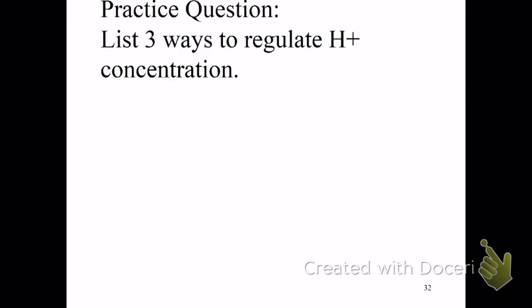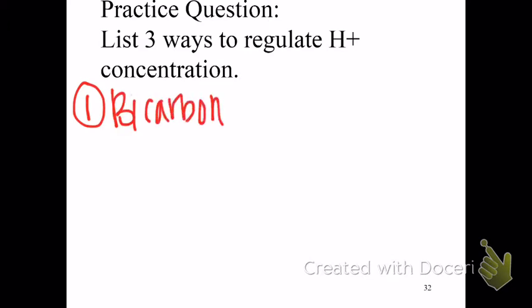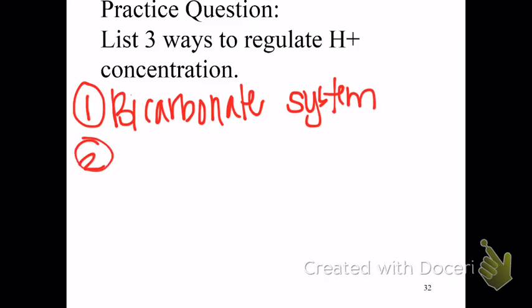Okay, right here. List 3 ways to regulate hydrogen concentration. Well, one way we just talked about for a long time was the bicarbonate system, right? And so the first one is bicarbonate system. And all you have to know about the bicarbonate system for this question, now you have to know everything else for the other one. Oh, you just have to list them. Okay, bicarbonate system is the first one, but that uses the carbon and the hydrogens. That's all it uses. It goes back and forth between bicarbonate and carbonic acid.